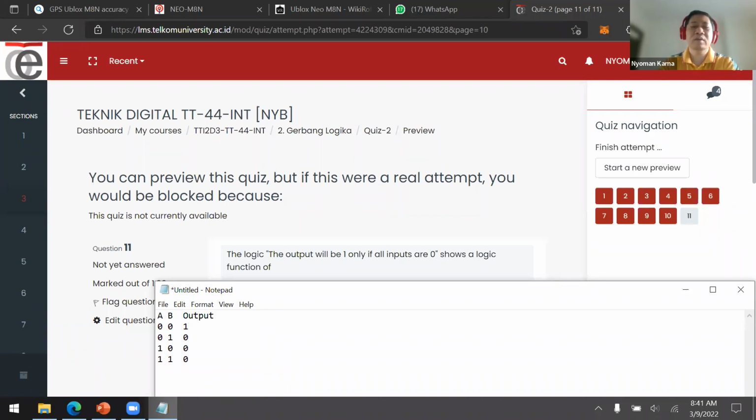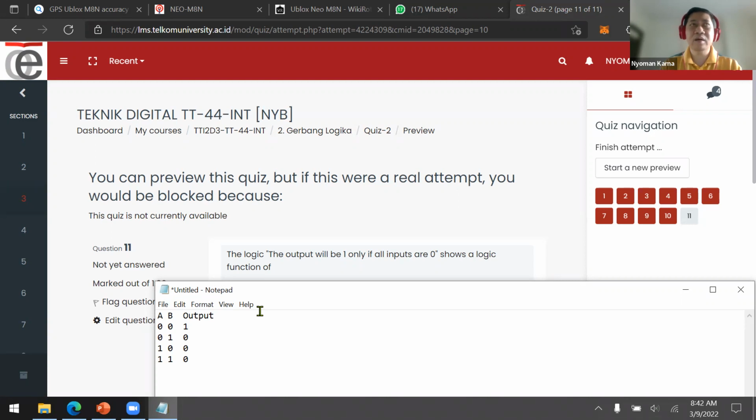Now, what is the logic function of this relation? Okay, so only when 0 and 0, the output will be 1. So based on our truth table from last week's class, this is actually a NOR gate.